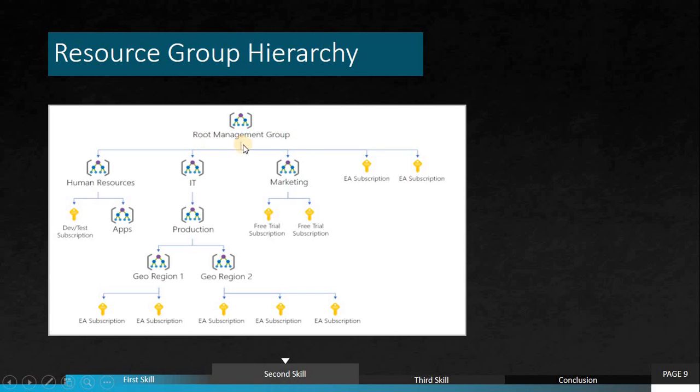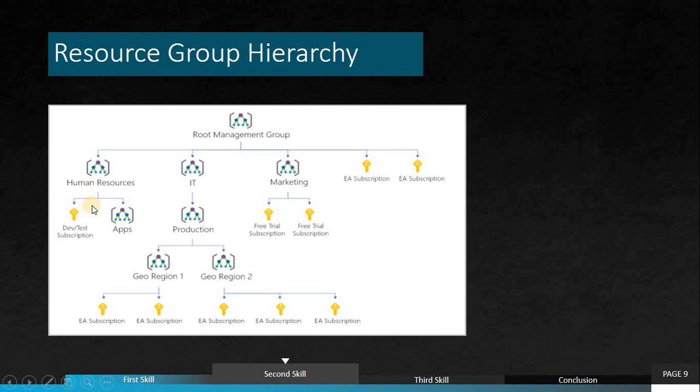If I give you a complicated or nested example, here you can see there is a root management group which is associated with the tenant or the account level. One management group can contain another child management group or directly contain subscriptions. Here, the root management group contains 2 subscriptions and 3 different management groups called human resource, IT and marketing. Each of these child management groups can again have different management groups, like IT has a production management group. Within IT there are 2 different management groups, and these management groups have multiple different subscriptions.